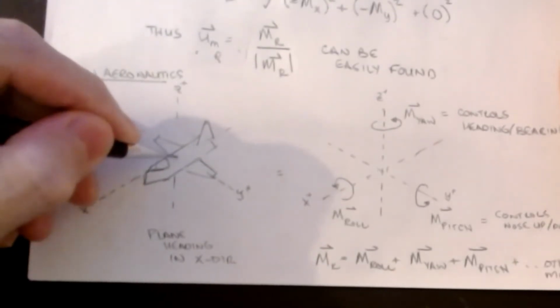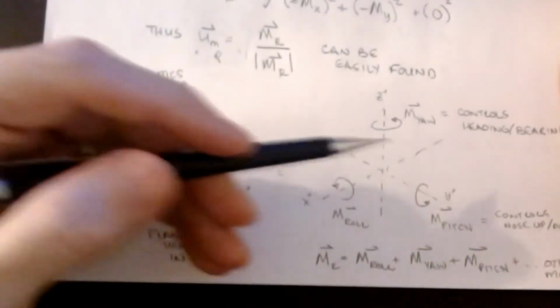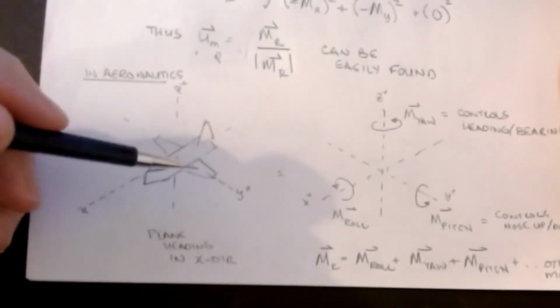And then the moment about the y-axis on this particular object. Again, this is the center of mass of the object. The y-axis is what controls your elevation. If you point the nose up, the plane goes up. If you point it down, the plane goes down. That's called the pitch.